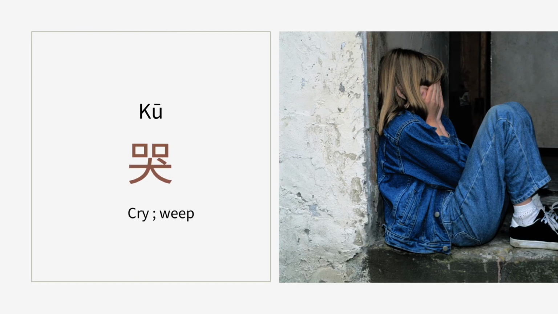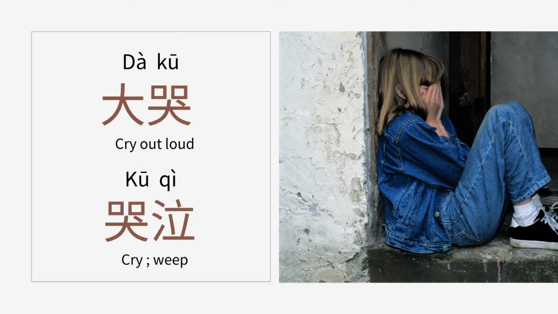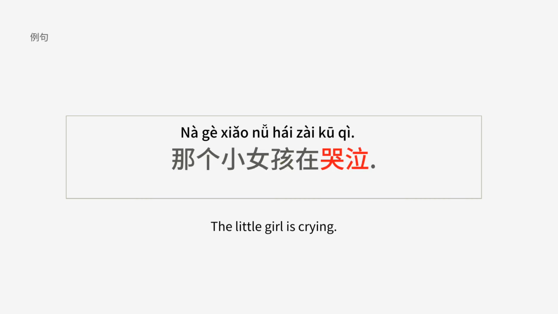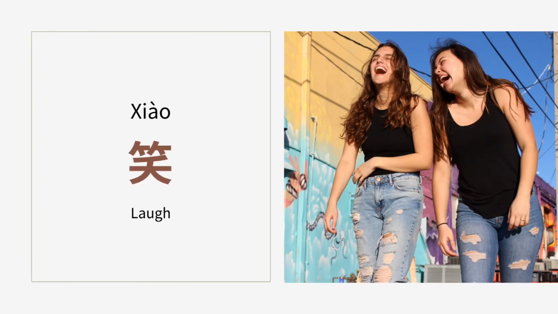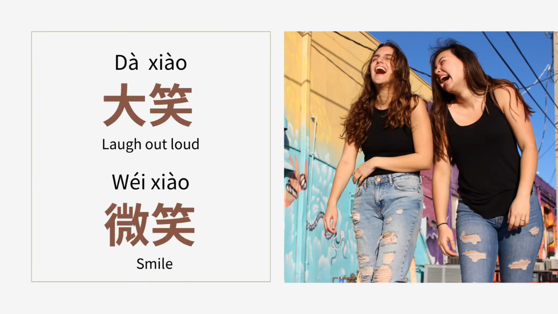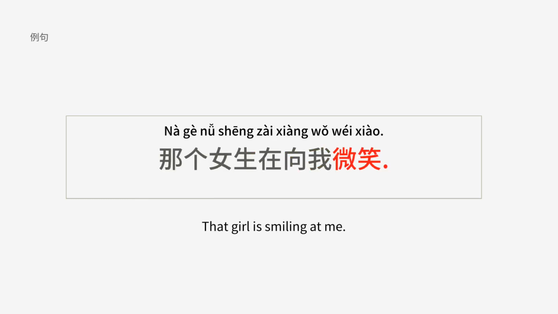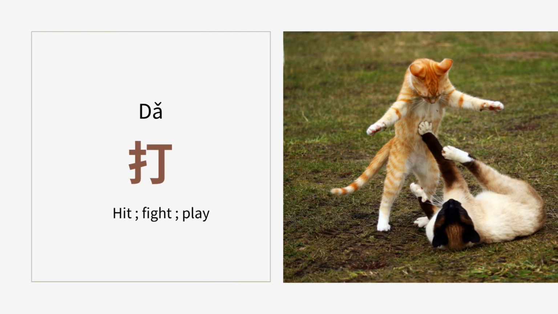哭，大哭，哭泣。那个小朋友在大哭。那个小女孩在哭泣。Laugh. 笑，大笑，微笑。他们在大笑。那个女生在向我微笑。Next one we have hit or fight.